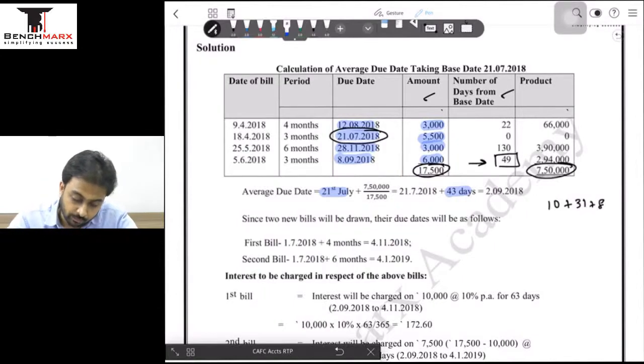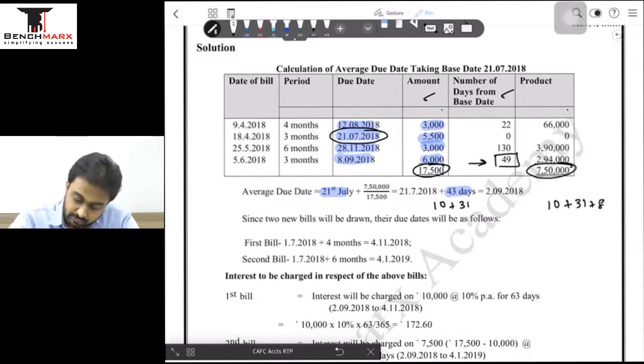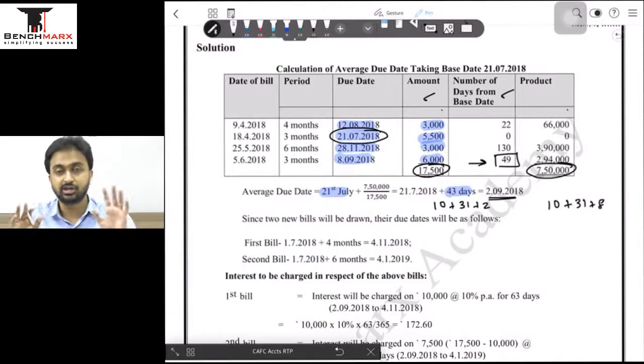Let us start from the due date, I mean the base date, 21st of July. So I will first travel for 10 days to reach the end of July. 33 days are remaining. I will then travel for 31 days to reach the end of August. 41 days have been traveled out of 43 days, which means 2 days are left. That is how we arrive at 2nd of September as the due date.